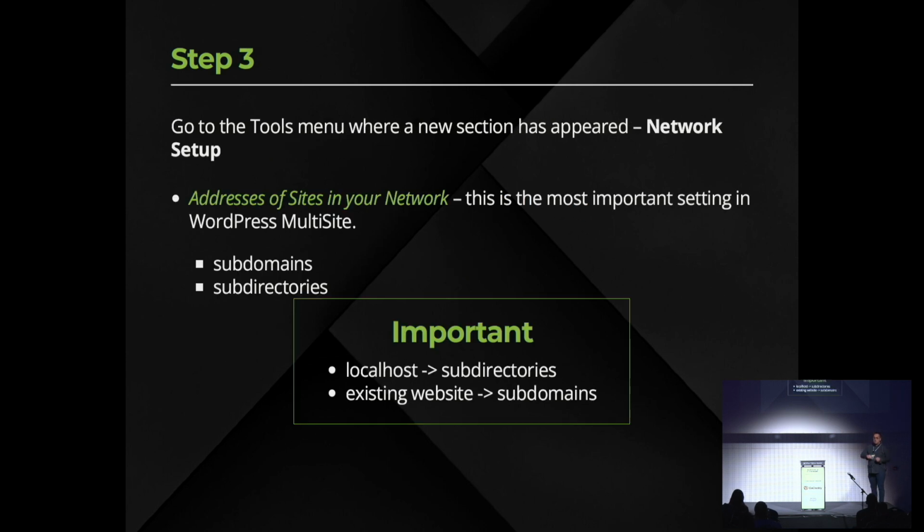You can just see the Tools menu that is present in every WordPress installation. Under that menu, you will see one more new thing, and that's Network Setup. That is the main menu for the first-time setup of multisite. At this moment, the most important setting is the addresses of sites in the network.